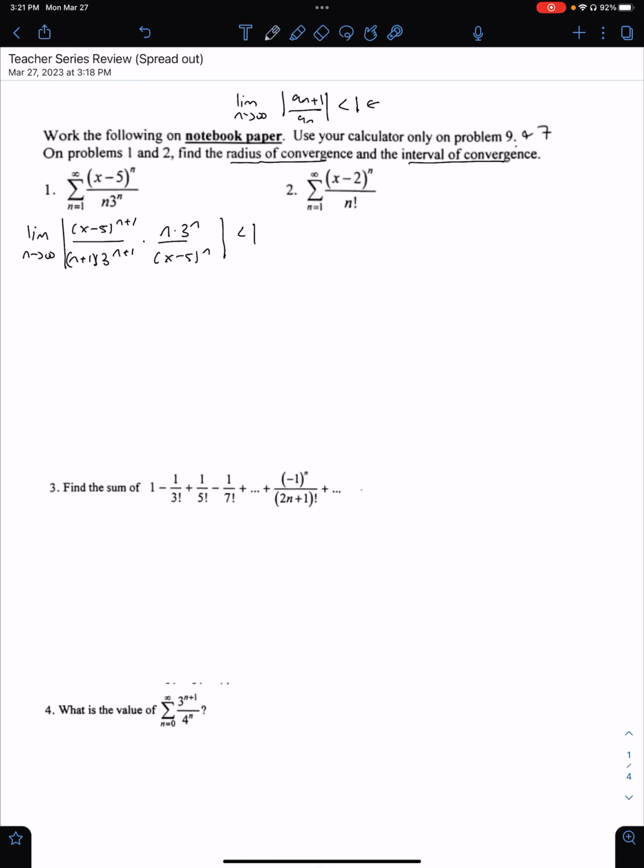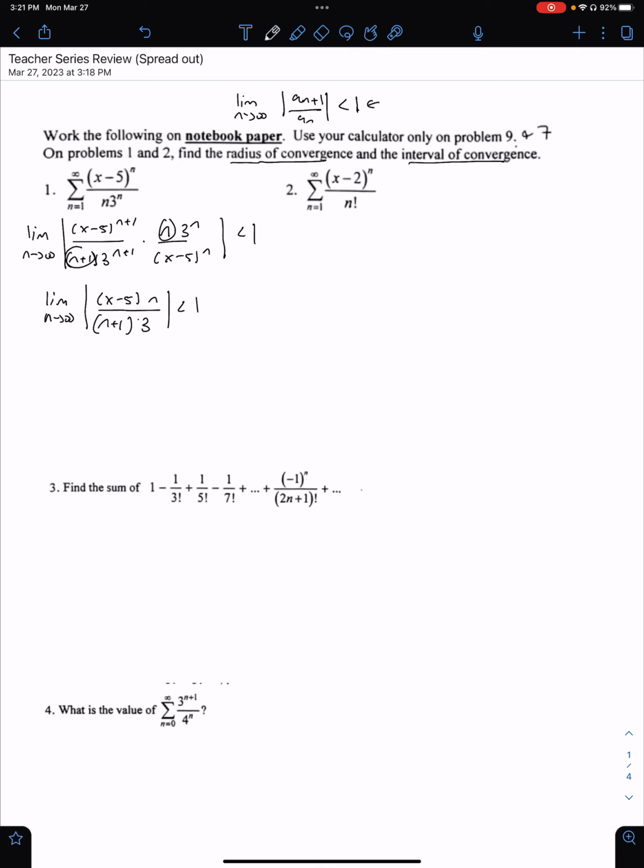So solving this one now, I am just going to clean this up a little bit as n goes to infinity. I'm left with x minus 5 on top. I can't do anything with the n and the n plus 1, so they're just going to stay n and n plus 1. But if I look at the 3's, I've got 3 to the n here and 3 to the n plus 1 here. If I reduce it, I just get a 3 on bottom, and that's going to be less than 1.